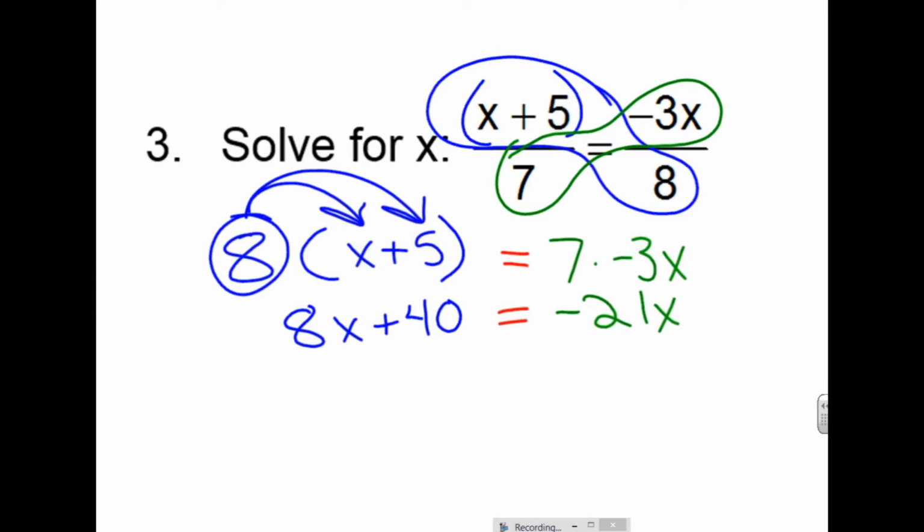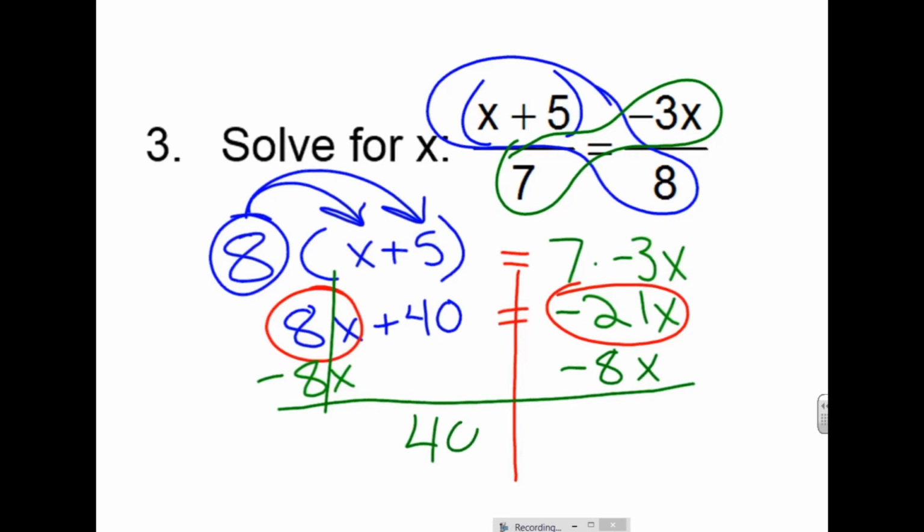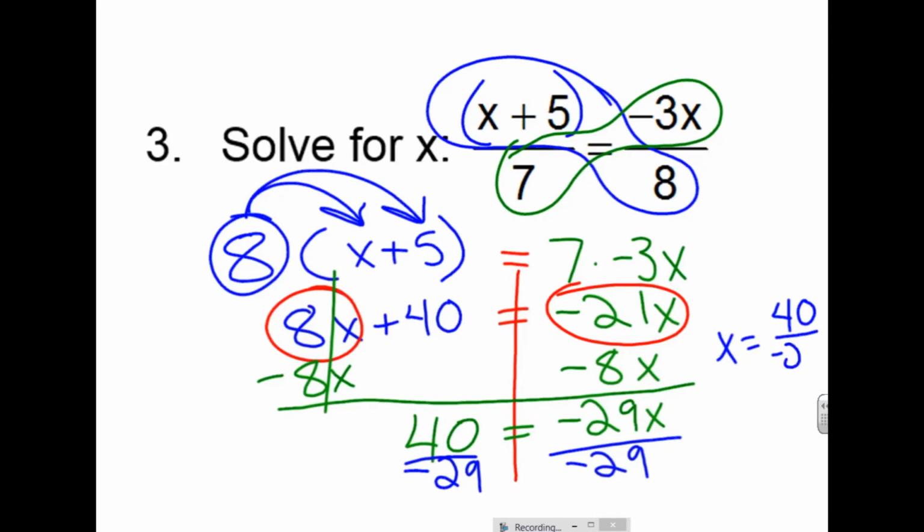We are trying to get our x term by itself. So we identify our variable terms, 8x and negative 21x. But negative 21x is already by itself, so I'm actually going to just pick on this 8x so I can move my x's away from that constant 40. So I simplify. My 8x's cancel. 40 equals negative 29x. We divide both sides by negative 29, which does not come out nicely. So our final answer is x equals 40 over negative 29.